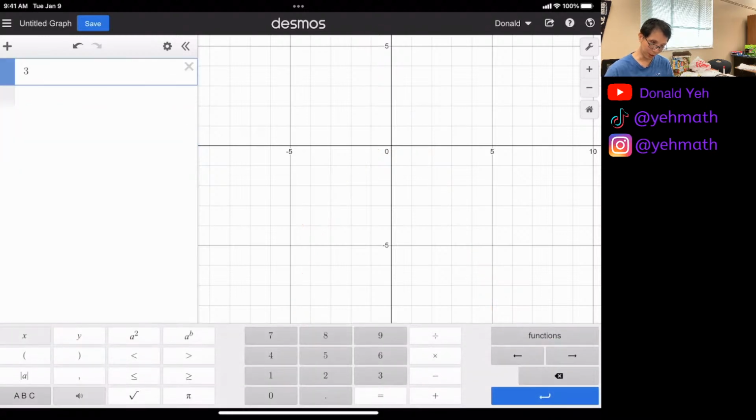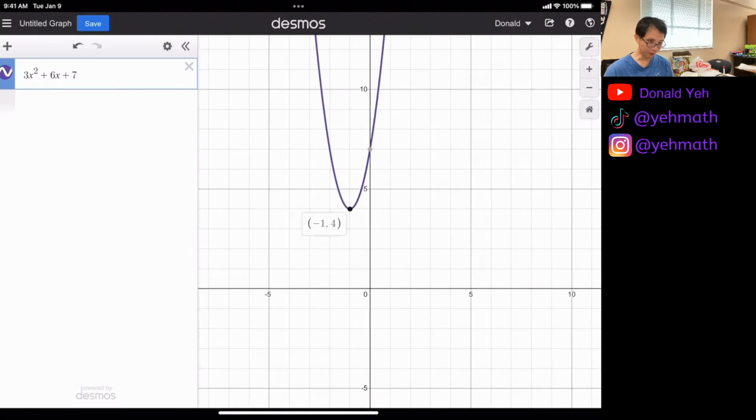So 3x squared plus 6x plus 7. Look, you have horizontal tangent at x equal to -1. You have a minimum. Does that help you? Derivative equal to 0. That's it. Horizontal tangent. Not so hard, not so deep. Got it?